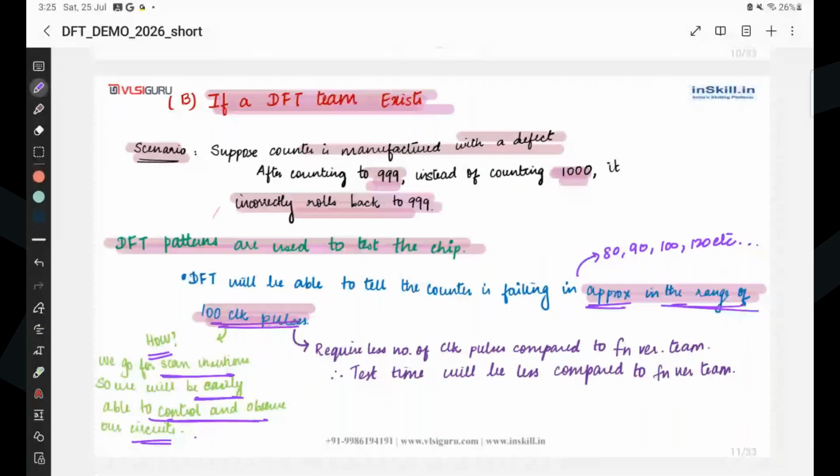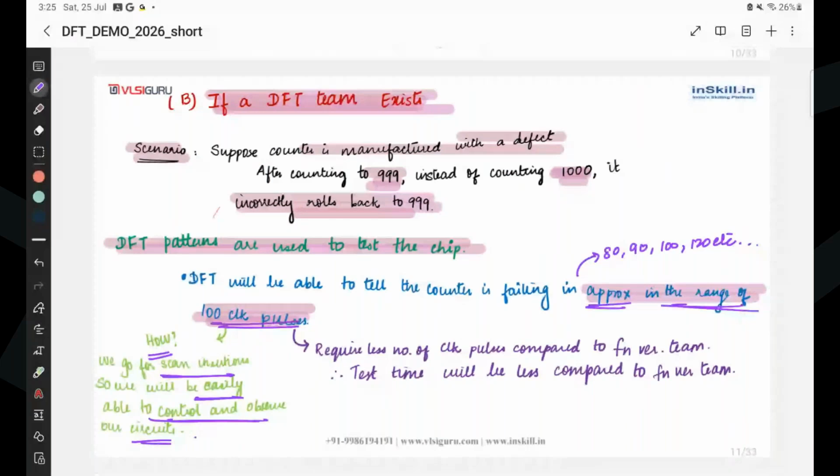So at that time, you will be able to understand. For this example, we will once again take it up when we do our main course. When we do the scan insertion topic, and when we understand the need of scan insertion, we will once again be taking up this example.